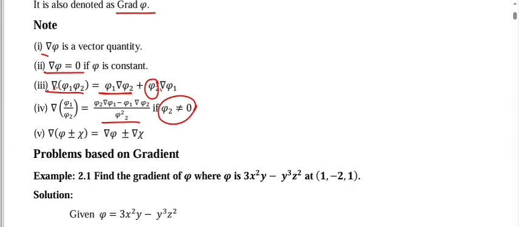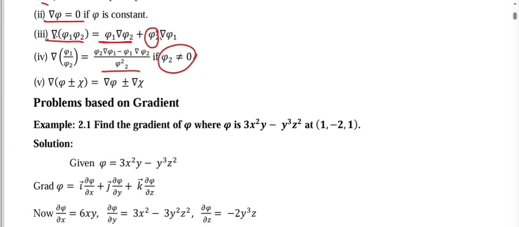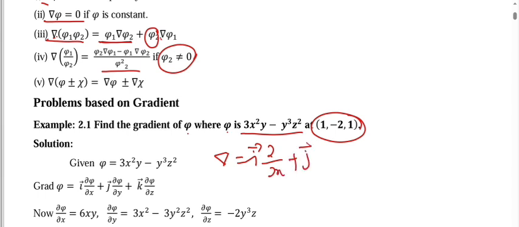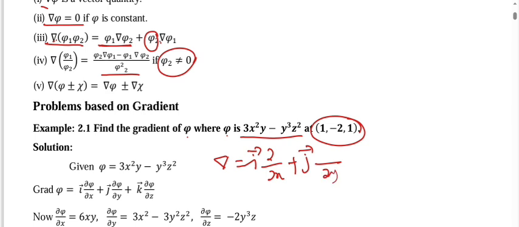Now we are going to see the problem. First we find the gradient of phi, where phi is a scalar point function given by 3x square y minus y cube z square at the given point 1 comma minus 2 comma 1. Already we know that del, that is reverse del, equal to i vector into dou by dou x plus j vector into dou by dou y plus k vector into dou by dou z. This is reverse del, that is this del of phi.